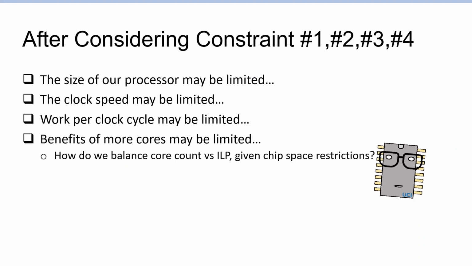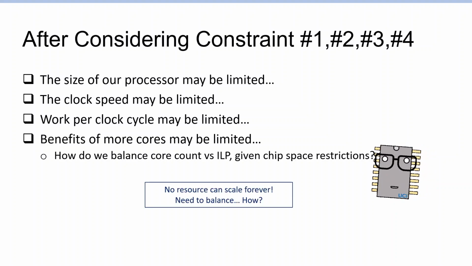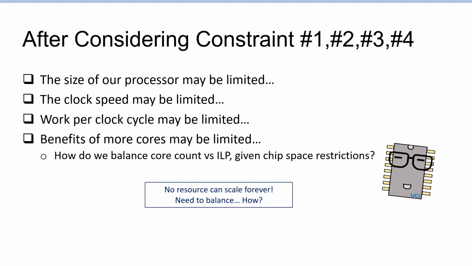And the high-level observation from all of this is that none of these resources, chip resources, clock speed, ILP, and parallelism, none of these scale forever. So we do need to balance all of this somehow. And we cannot actually make any decisions on how we will scale this. For example, just looking at these restrictions, we cannot actually decide how many cores. We cannot pinpoint right now that yes, we want 4 cores, or yes, we want 8 cores at this point in time, without considering the actual characteristics of many things, including technology nodes.